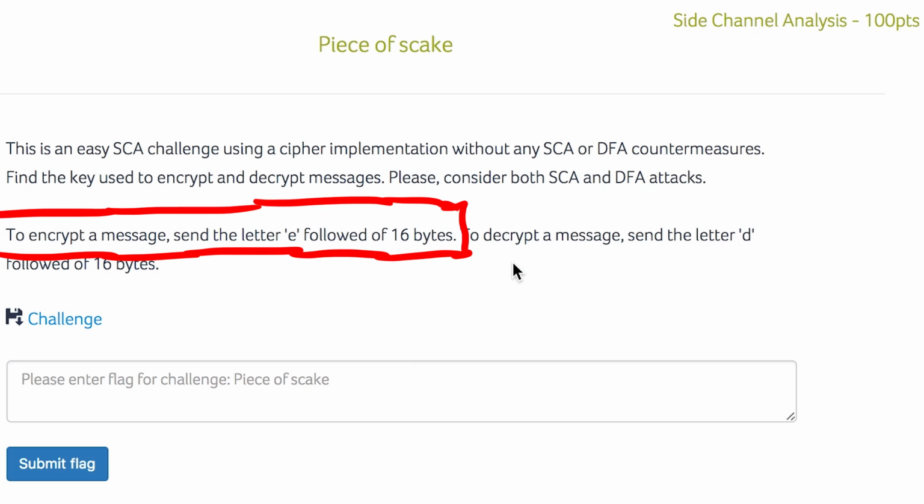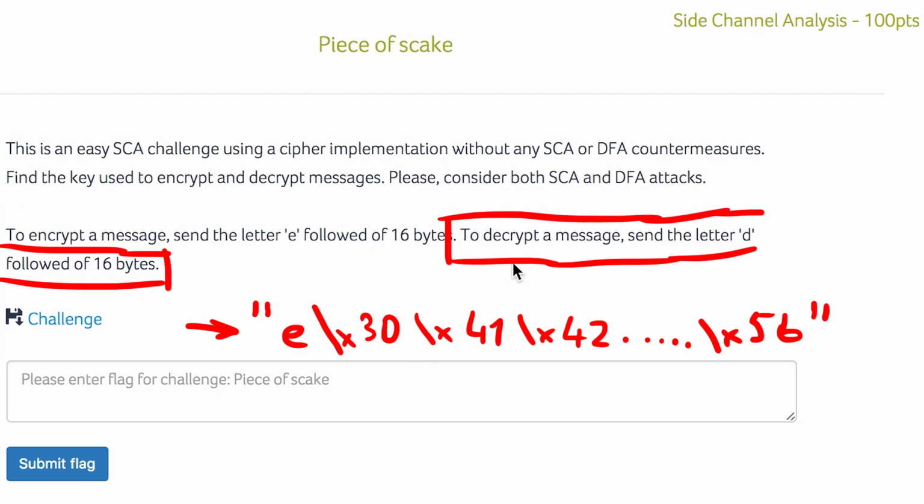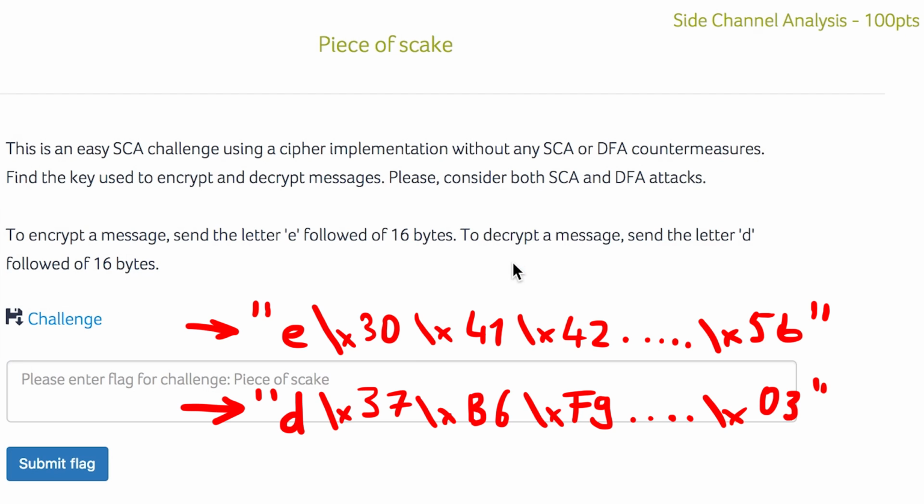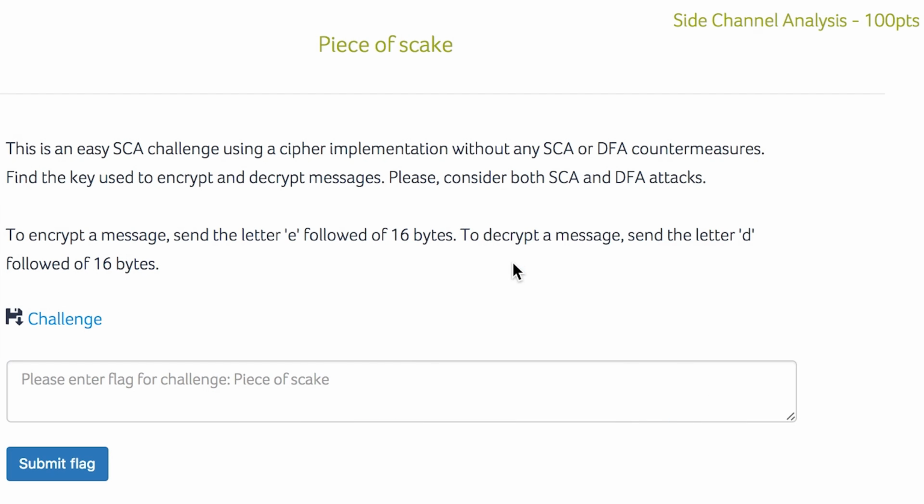To encrypt a message, send the letter E followed by 16 bytes. To decrypt the message, send the letter D followed by 16 bytes. This sounds really easy. Should be a straightforward thing.